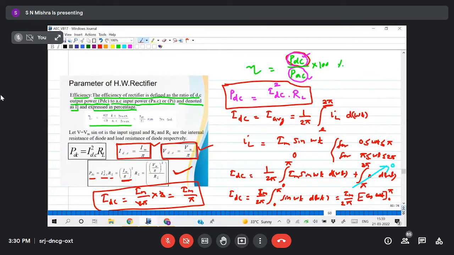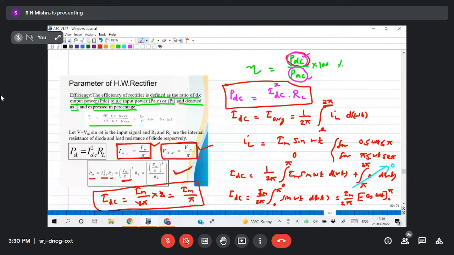For the full wave rectifier, the derivation is almost the same. Only a small change is required. That is the limit. For the full wave rectifier, we have signals from 0 to pi as well as pi to 2 pi. So the term that we took as 0 will now have a function. Only that change you have to make. If you know the derivation of the half wave rectifier, you can understand it for the full wave rectifier also.